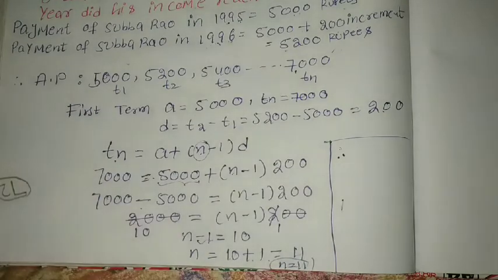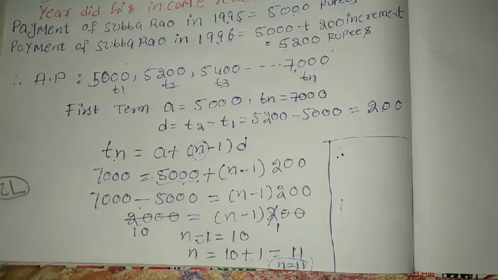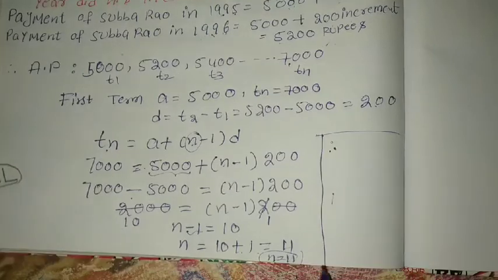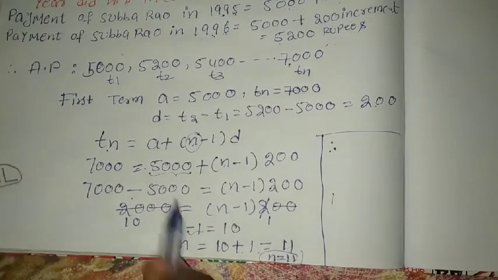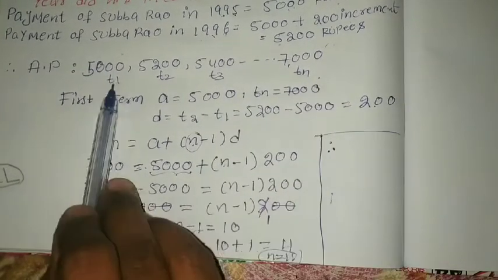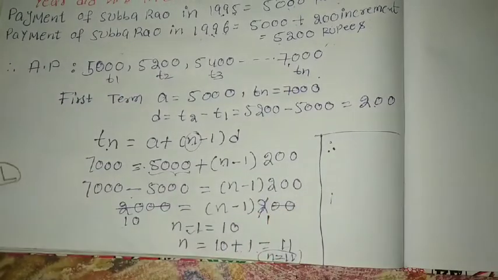Before writing the conclusion, first you need to find in which year Subba Rao got 7000 rupees. Then how can you find this? Do you have any idea? Nothing doing here. Already we got n is equal to 11. That means we have 11 terms here. Just write here.